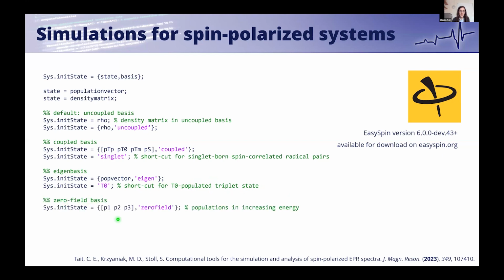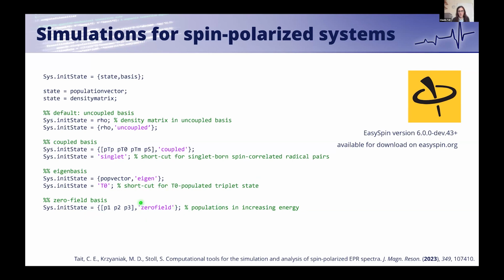Then the next option is zero field. You can define your populations in the zero-field basis, again in increasing energy. And this is what most closely matches the way EasySpin was working up until now for spin-polarized systems, in either the Exp.Temperature or the Sys.Pop inputs.